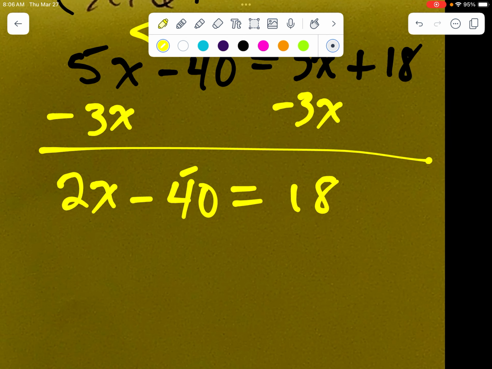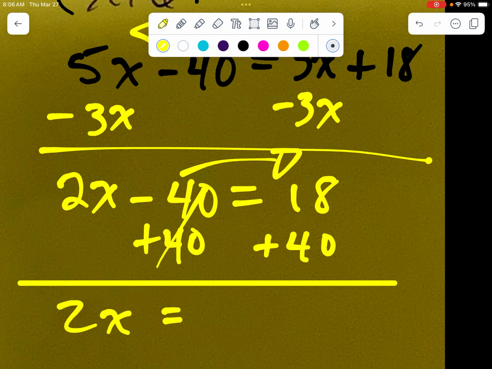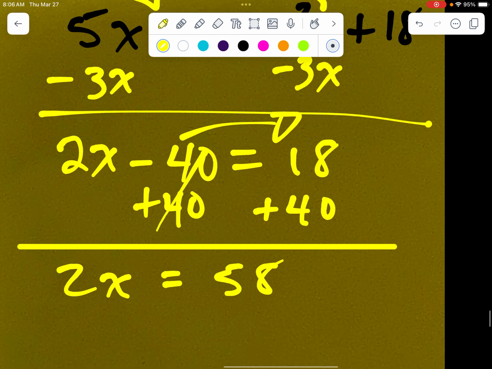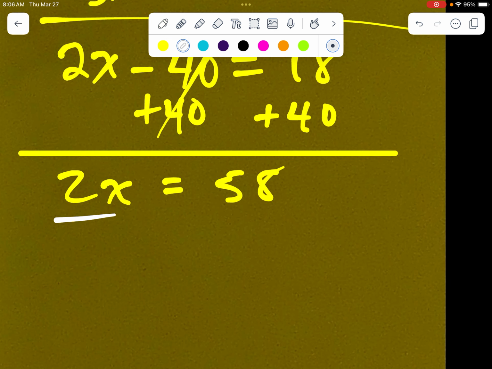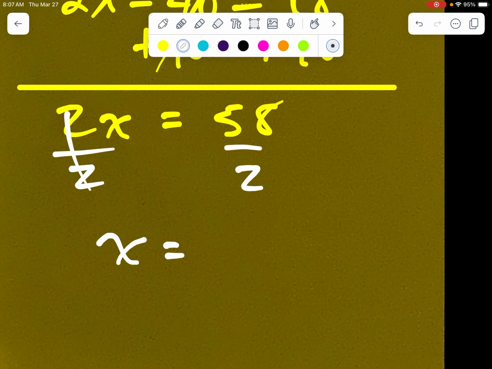Now I need to get the 40 to the other side. Do the opposite. We're going to add 40. Add 40. 2x equals 58. Our last step, let's divide by 2. Divide by 2. And 58 divided by 2. What is 58 divided by 2? It is going to be 29.